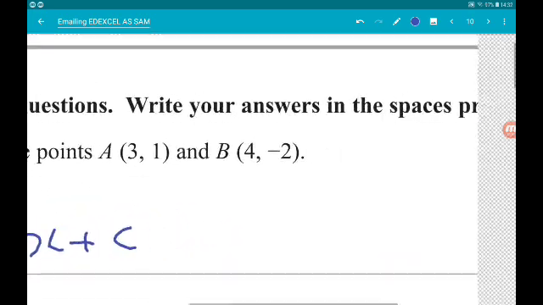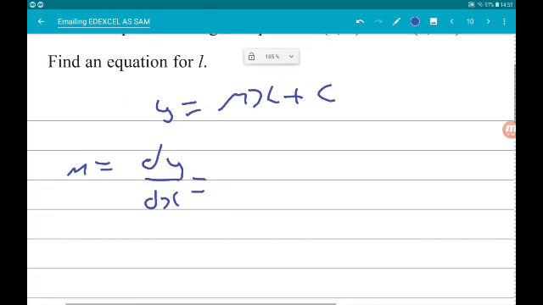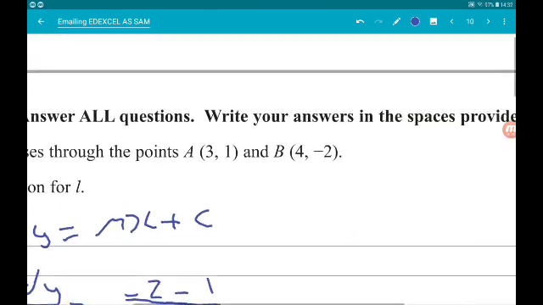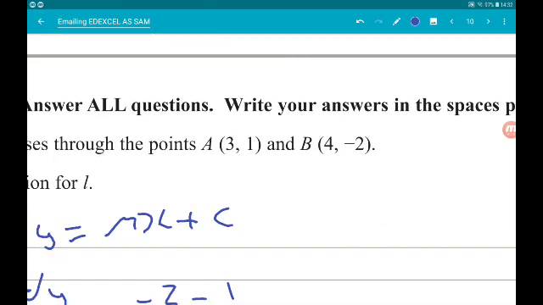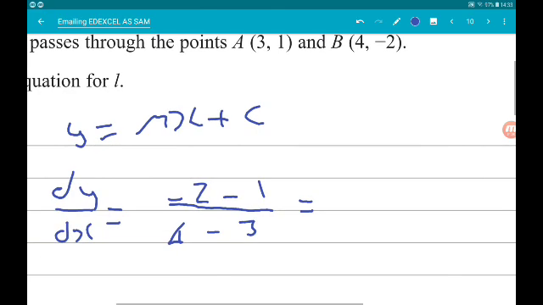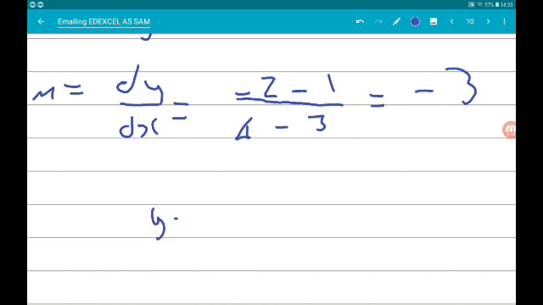Now, the difference in y then, let's do minus 2 minus 1 over 4 minus 3. Now minus 2 minus 1 is minus 3. And on the bottom, 4 minus 3 is just 1. So our gradient is just minus 3. So now we know y is minus 3x add c.